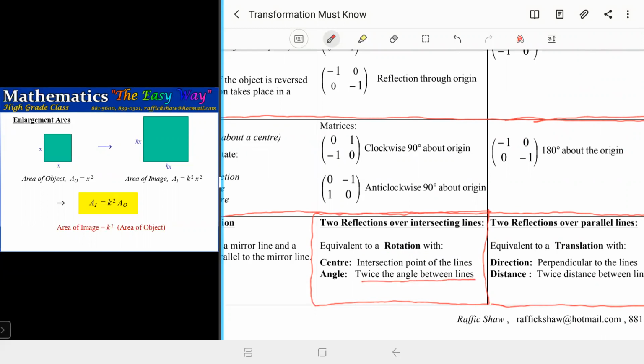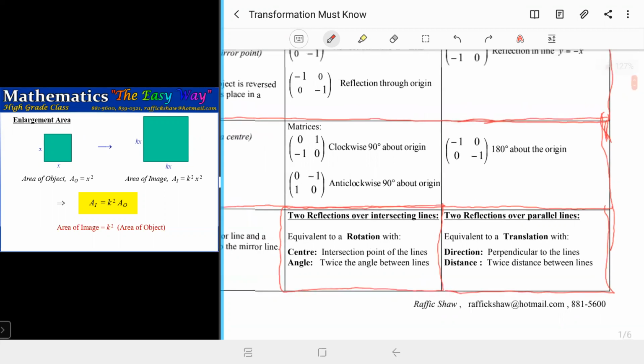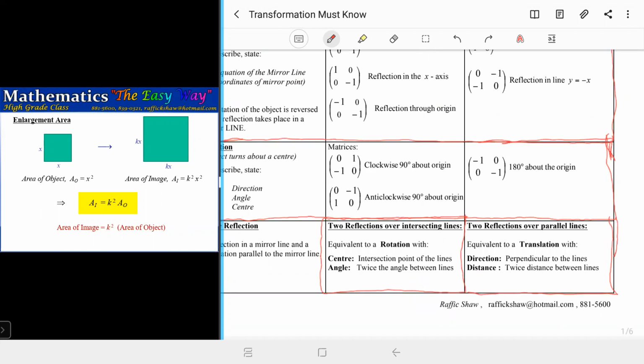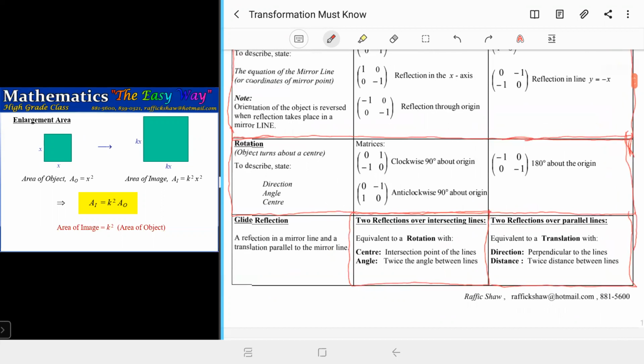Very good. And then we said two reflections over parallel lines is equivalent to a translation. The translation direction is perpendicular to the two lines, and the size of the translation is twice the distance between the two lines. Good. If you know all these things, the exam questions will be very easy. Trust me. Don't worry about this yet. We'll deal with that next class.